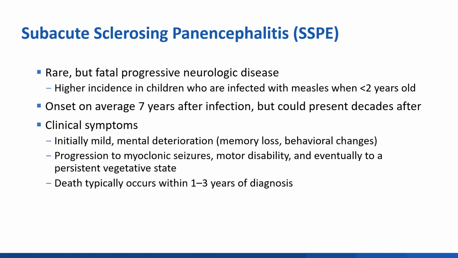Estimates of how common SSPE is can vary depending on the report, but data from California, published in 2005, suggests that it occurs in about 7 to 11 per 100,000 cases of measles. So notably, MMR vaccine does not cause SSPE and has been shown to protect against this complication.